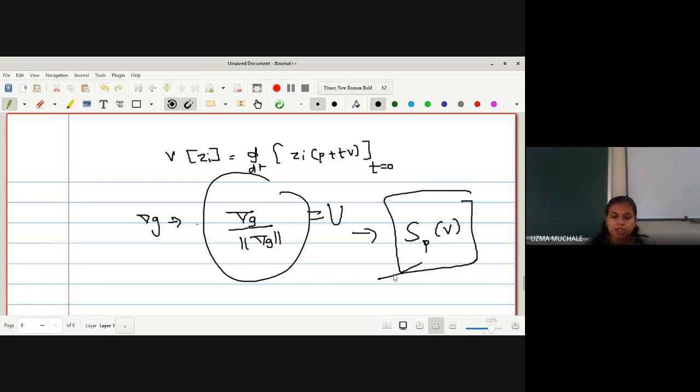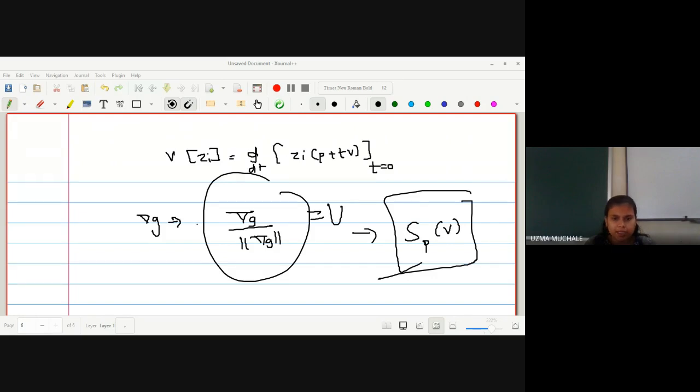What is the notation for the shape operator? S_p(v). S is the notation for shape, and p is the notation for the point p. At every point p you have one tangent vector, and with the help of that tangent vector you find the shape operator. So first you should go for the normal, and instead of simply finding a normal del g, you should find a unit normal. How to find a unit normal vector field? Del g upon norm of del g will work as a unit normal vector field.